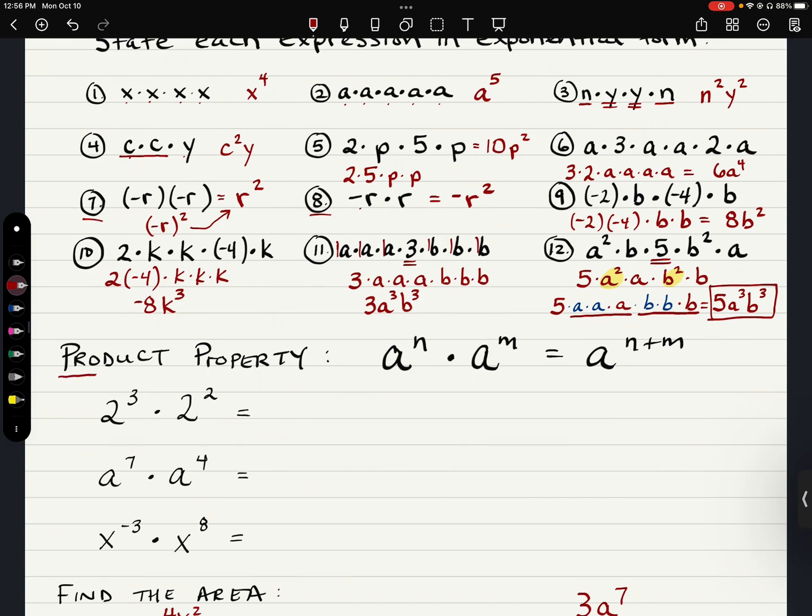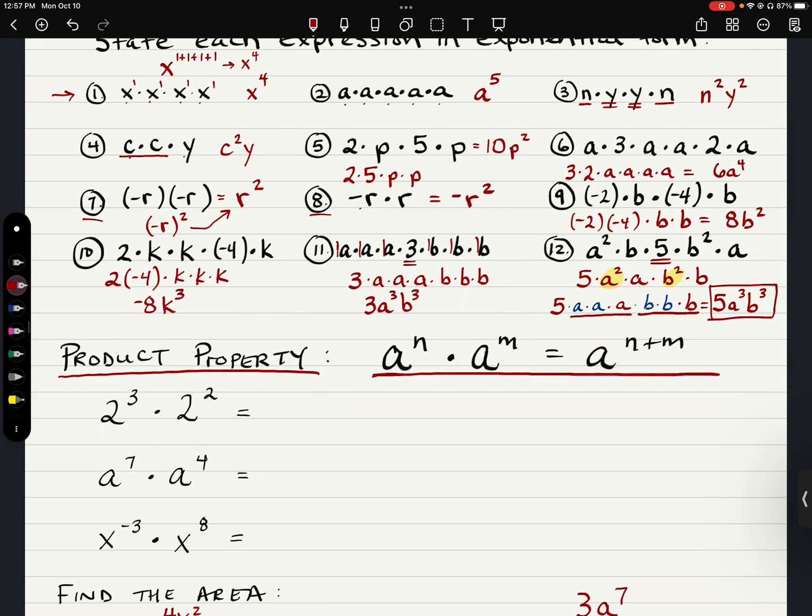And that leads us into our product property. This is one of the properties that you've probably learned in the past that we're just going to review. We've been doing it with all the problems above, but I never mentioned that it was a property. Like when we do x times x, we get x squared. If we look back up here, this is x to the first, x to the first, x to the first, and x to the first. When we multiply together, it's really like saying x to the 1 plus 1 plus 1 plus 1, which gives us x to the fourth.